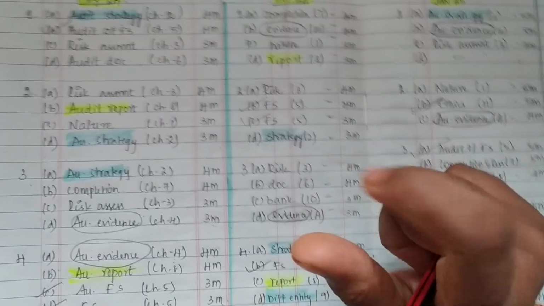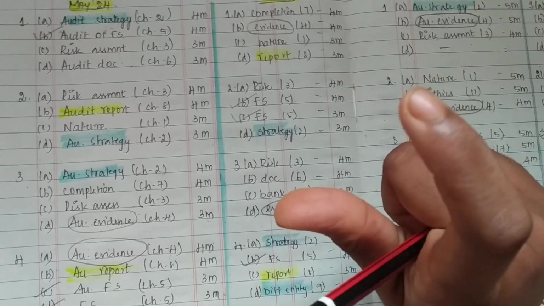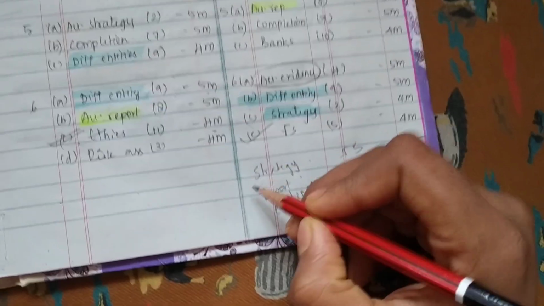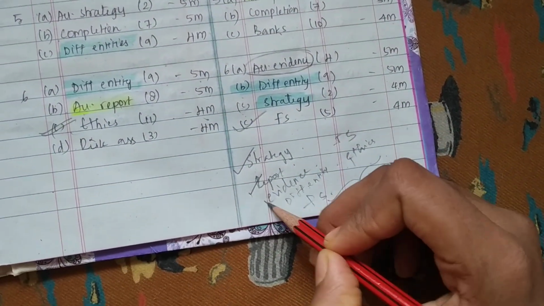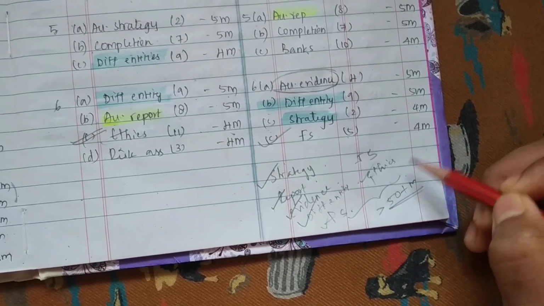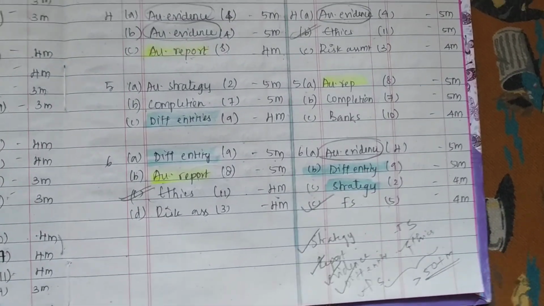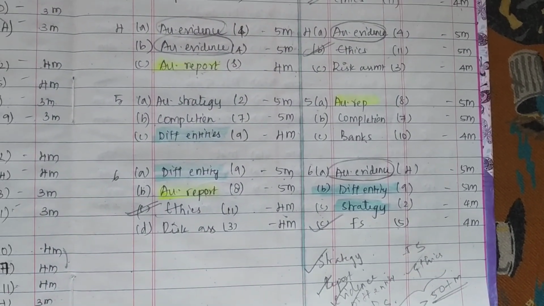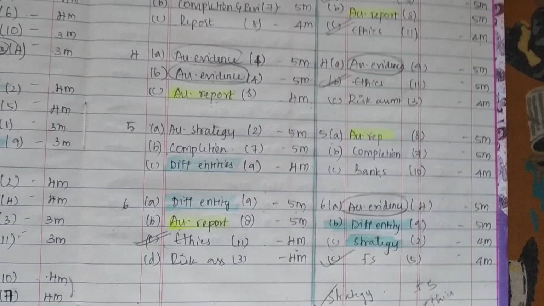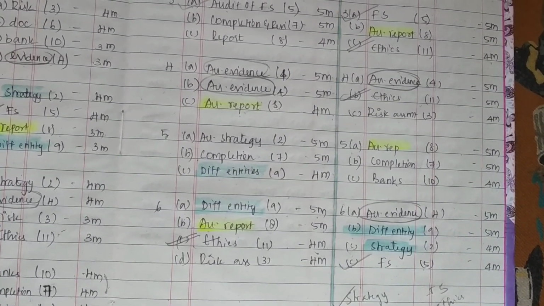So to at least pass the examination, or to aim for exemption, you must prepare audit strategy, audit report, audit evidence, different entities, financial statement and the ethics chapter. These are the more important chapters than other chapters. And also the SA 500 series are more or less repeated in the examination, so just concentrate on that also. This is the point that I have to inform you in this video.